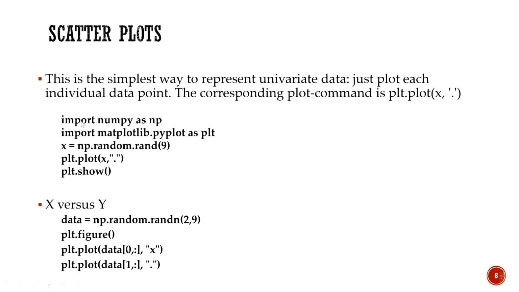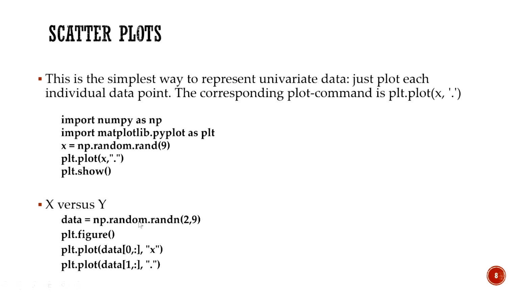So in the first example, you can see that we create X value, just random numbers using rand function. So 9 elements randomly generated between 0 and 1. Then I apply plot, we pass X, and the second argument is dot. So it means that this is a scatter plot. And the second example, now we can see, show X versus Y.